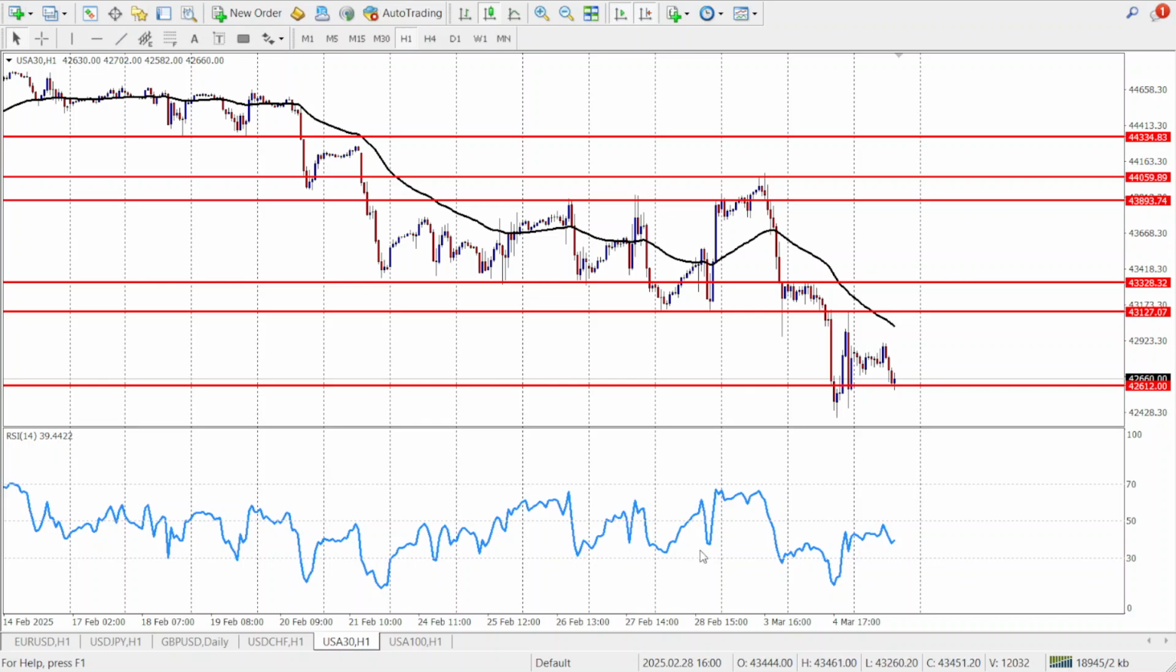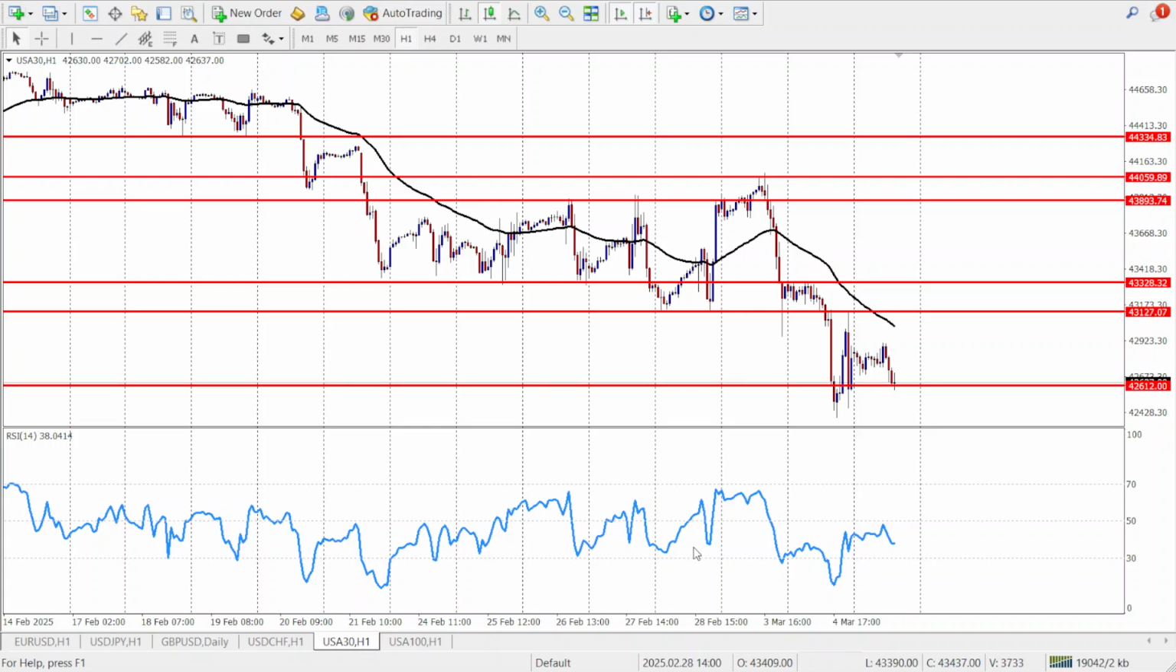Then the RSI is a great indicator for spotting overbought and oversold conditions. When the RSI is above 70, the market could be overbought. And when it is below 30, the market could be oversold. So these indicators can help you make more informed decisions when entering and exiting the market.